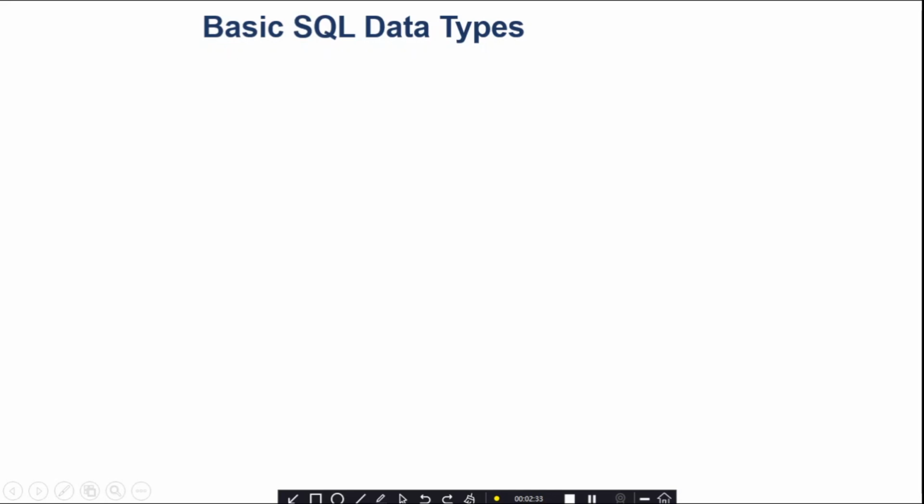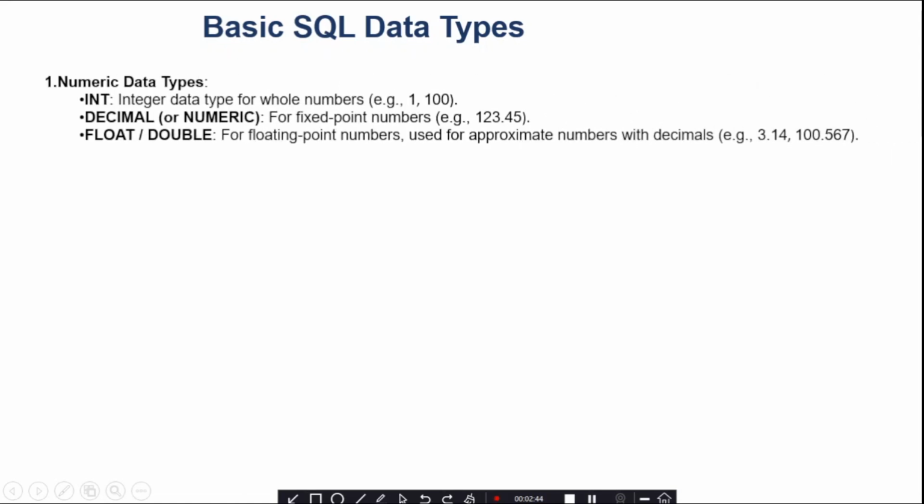Let's move to the data types. Basic SQL data types. What data types are used in SQL Server? First is numeric data types. It contains integer, decimal, and float or double. Integer data type is for whole numbers like 1, 2, 3, 4, 5, etc. And decimal, like 5.45, is a fixed point number.